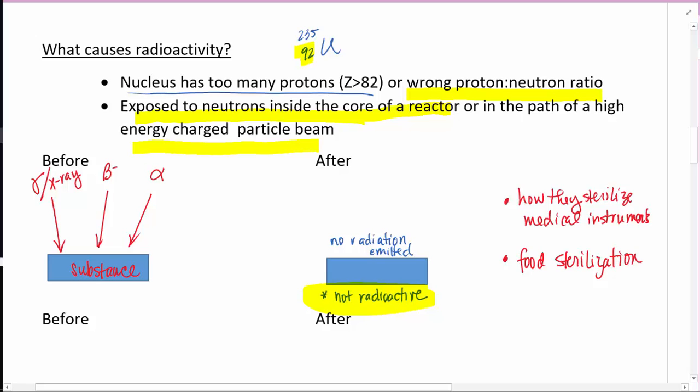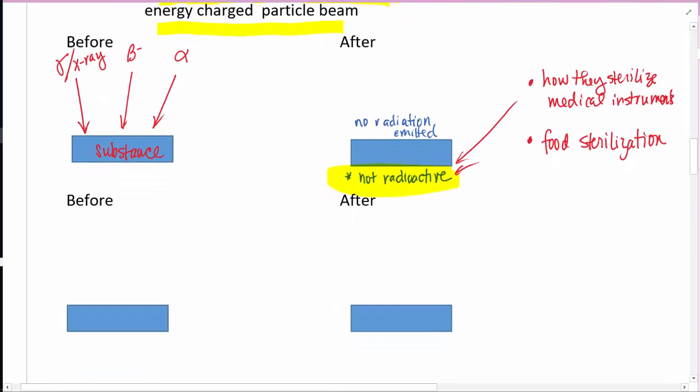Now, it might have some chemical changes like cooking does, right? It might change the consistency of it or something like that, but it doesn't make the food radioactive. None of these make it radioactive.